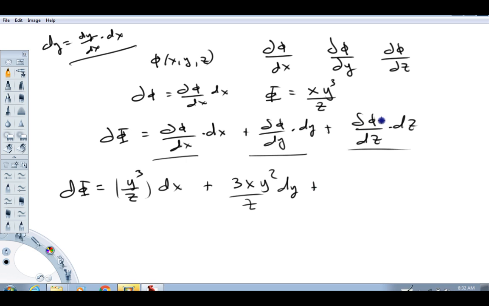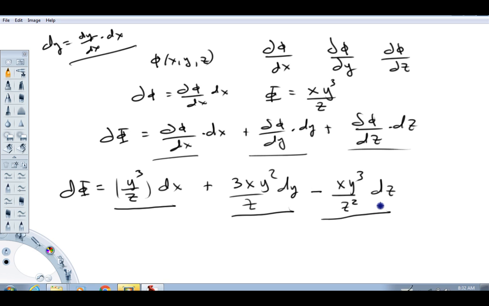Next term, derivative with respect to z times dz. So now we're treating z as the variable. X and y are constants. So we're going to have xy cubed. Now this is effectively 1 over z, or z to the minus 1. Its derivative is going to be minus 1 over z squared. I'm going to go ahead and put that z squared in the bottom and just change this to a minus. And then when we multiply by dz, there's our differential of z. So here's an example of how to calculate a multivariable differential. This is the differential with respect to x, differential with respect to y, differential with respect to z.